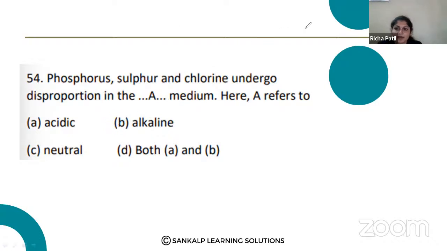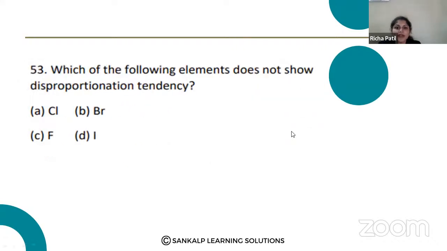Okay. Next, which of the following elements does not show disproportionation reaction, or does not have that tendency? So remember, what are these? All are halogens, but only fluorine is the highest electronegative element. As it is the highest electronegative element, it will not show any disproportionation tendency. Okay, so it is C. The others will show disproportionation tendency.